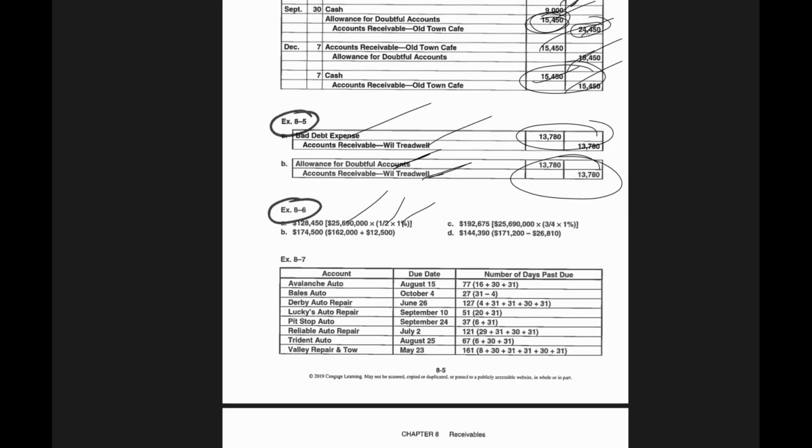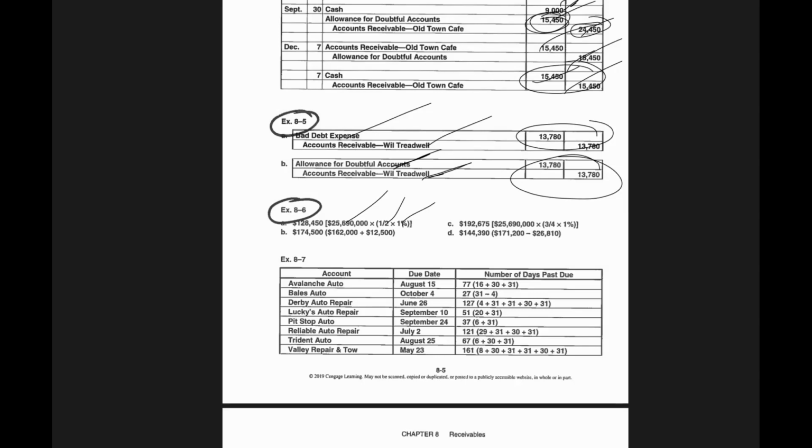We just booked $128,450. Is that going to be the balance in the account after we're done? The answer is no, because it had a beginning debit balance of $12,500. We could never have a debit balance in the allowance account because if you remember, AR is our asset debit balance. The allowance account is the contra account.